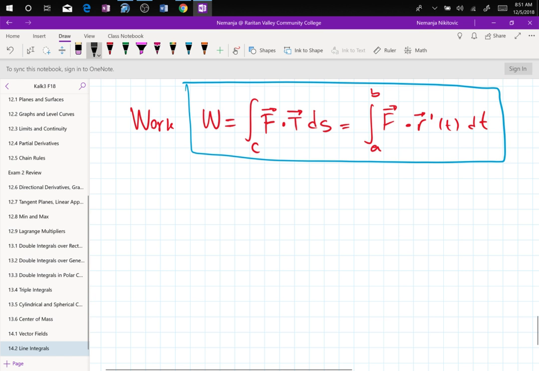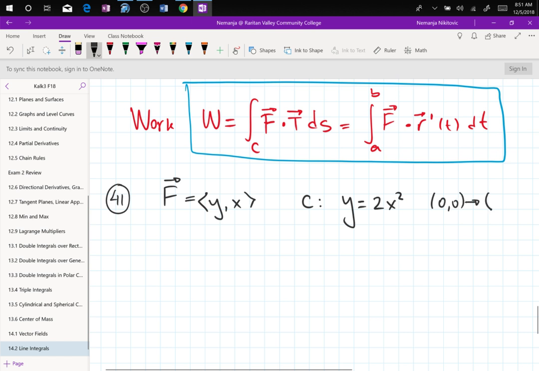So we have, let's say, problem 41 as an example. F is given as the vector y, x, so we have our vector field, and then we have our curve C, which is a parabola y equals 2x squared, from (0,0) to (2,8). Now, it's important to have these endpoints because that gives you t, which is going to give you a and b. So we have to parametrize this.